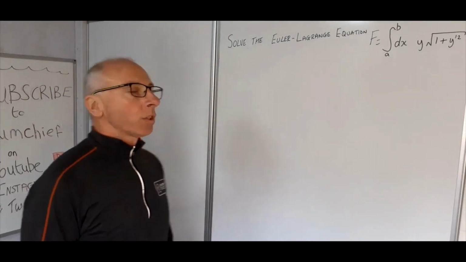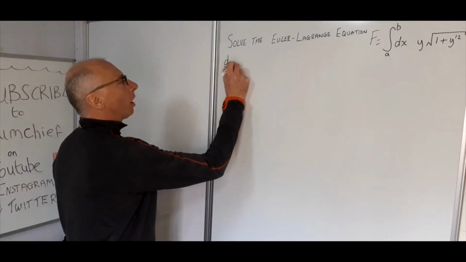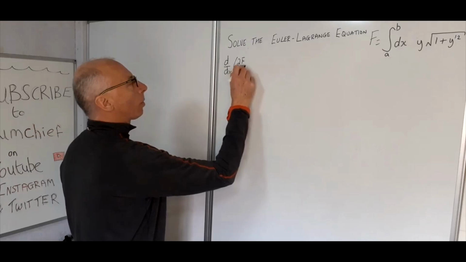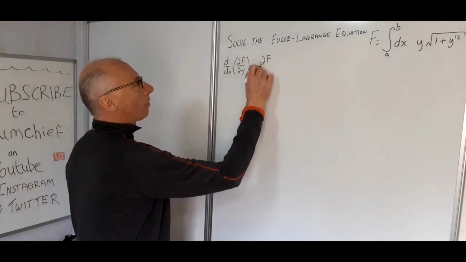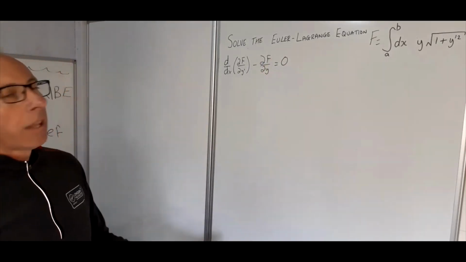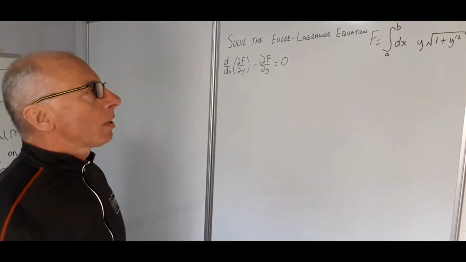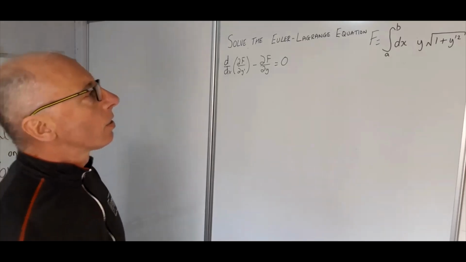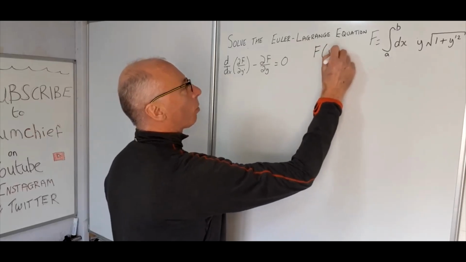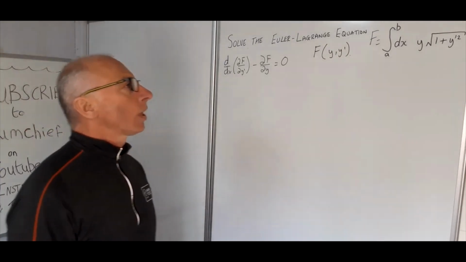So the Euler Lagrange equation, one way we can do this is do the total derivative of the partial of this functional f with regards to y prime, minus the partial of f with regards to y, and set that equal to 0. That will be one way. But having a look at this functional here, it's not explicitly dependent on the variable x. So what we can say is this functional f, which is with regards to y and y prime, has no x in there, so this will reduce to a first order equation.